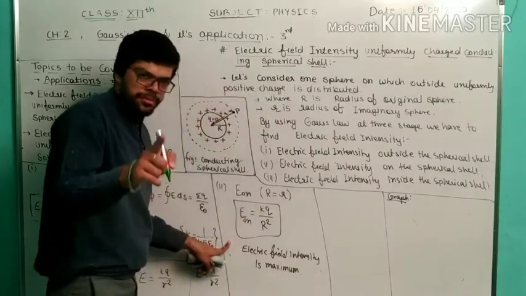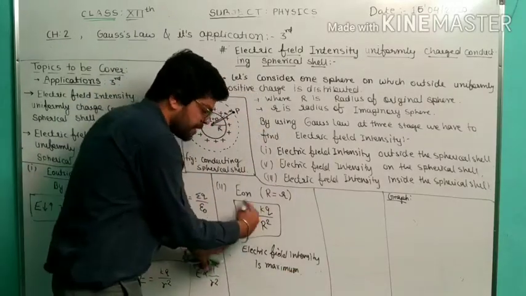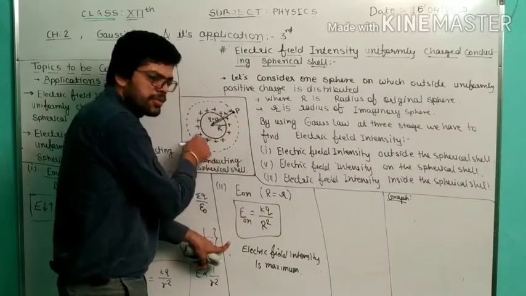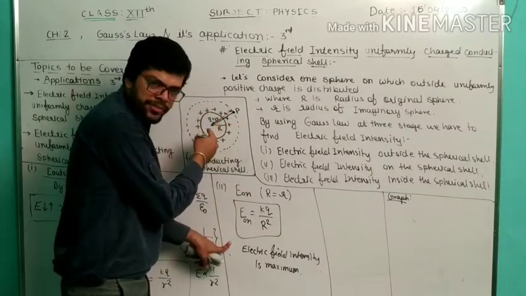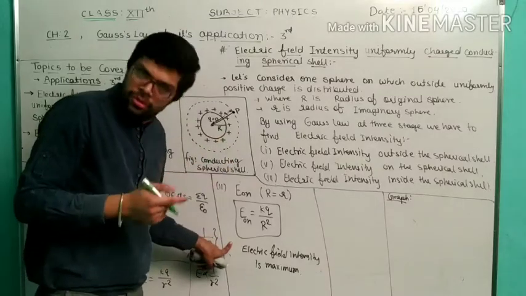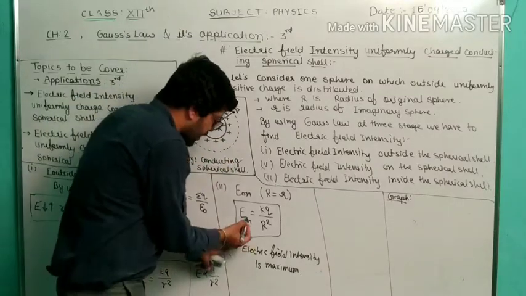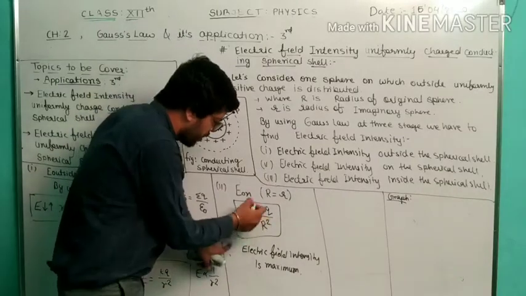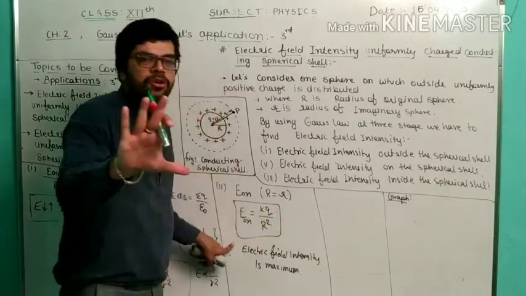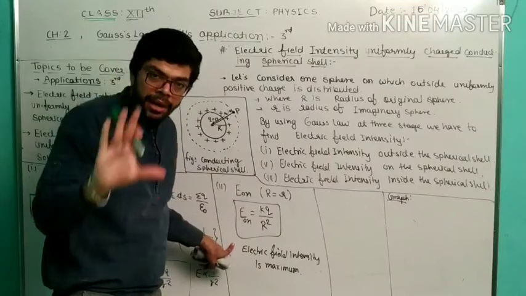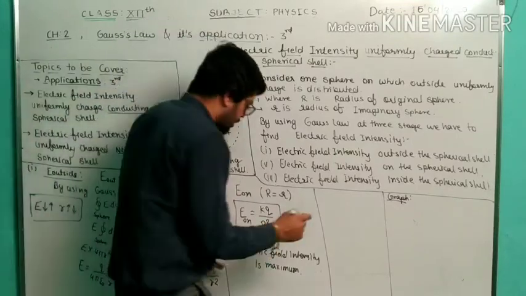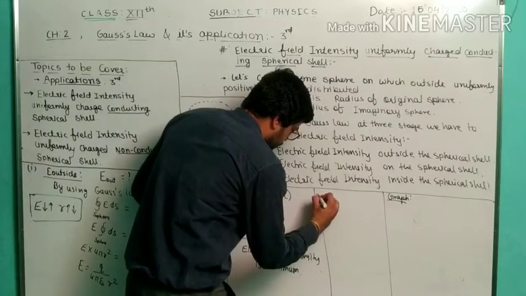Why is it maximum? I am telling you, small r is not present here. Why not? Because the imaginary sphere went onto the original sphere. So whose existence is real? The original sphere's. So here the electric field does not depend on small r. So small r is not available here, and this is the maximum value of electric field. Hopefully you understood this.